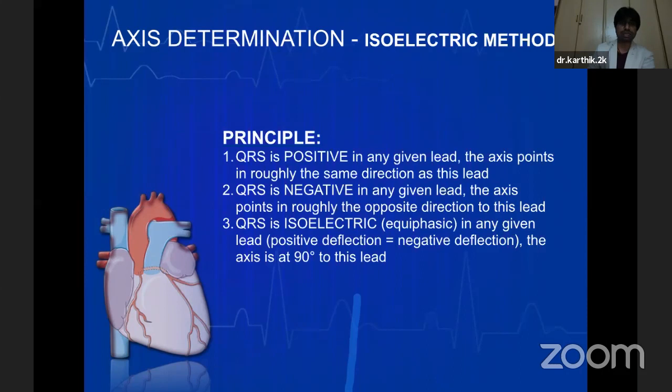So basically the principle is, if QRS is positive in any given lead, the axis points towards it. Let me make this more simple. The simple technique that I use is, when I look at the ECG, I'm using the standard leads. The ECG has 6 standard leads and 6 chest leads. In the standard leads, we have lead 1, lead 2, lead 3, and the augmented leads, AVL, AVR, AVF. So when we are trying to determine the axis, we are using the standard leads, of which lead 1 and lead AVF are what we use to determine the axis.